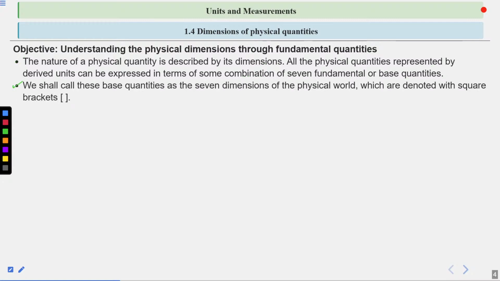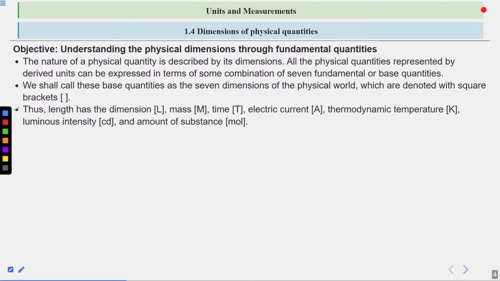We shall call these base quantities the 7 dimensions of the physical world, which are denoted by square brackets. Listen carefully, denoted with square brackets. Thus, length has the dimension [L], square bracket open, L, square bracket close. So this is the dimension of length, the dimensional formula of length.